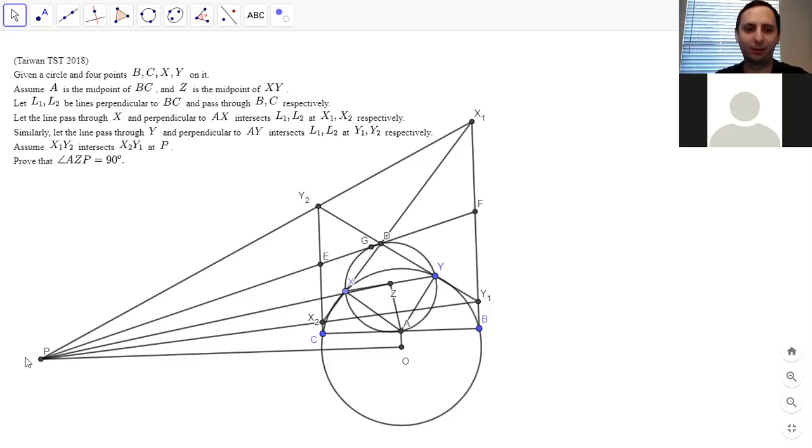It looks pretty hard, but we noticed something interesting. We noticed angle POA is 90 degrees. All right, let's see. How do we show that AO is perpendicular to OP?